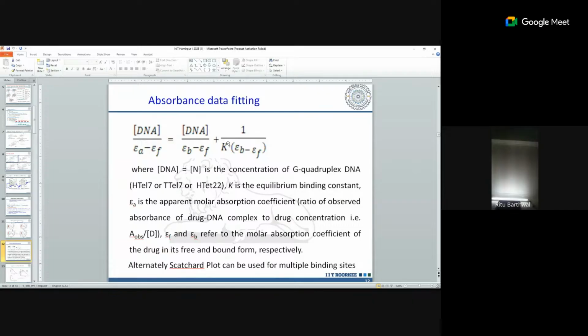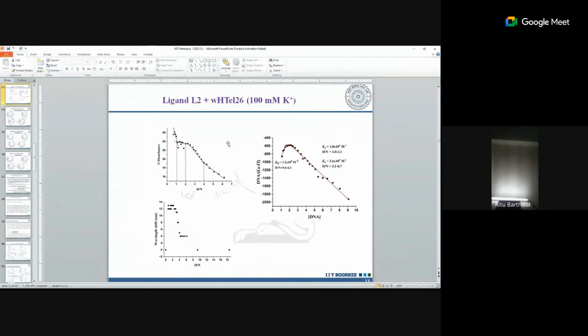We plot this versus this, and from the slope and intercept, we can determine KB and so on. Alternately, many people will use the Scatchard plot, which can be used for multiple binding sites. We do have multiple binding sites, which leads to some difficulties sometimes when we have dimer binding. Okay. Next, this is just to show you the result.